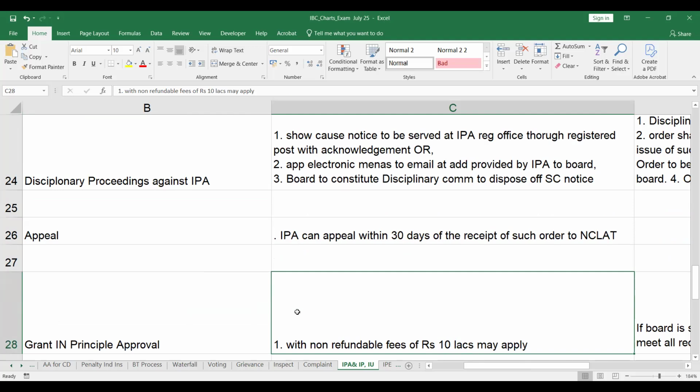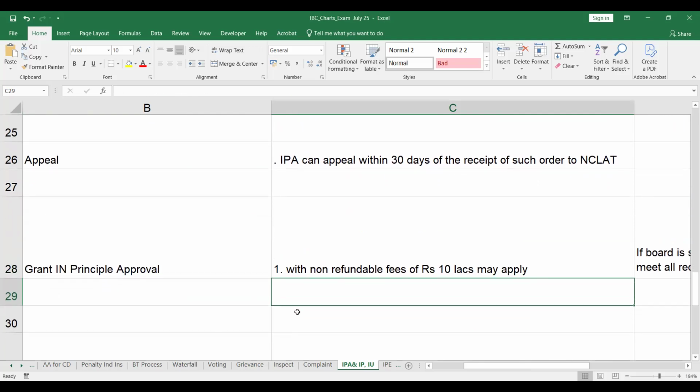And if the registration of an IP is refused, Narendra ji, if the IP's registration is refused, where do they have to apply?